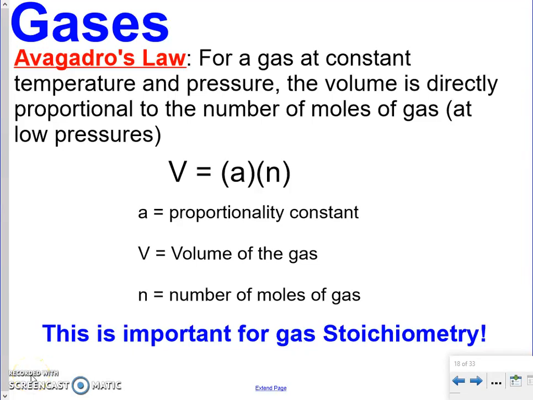Alright guys, we are starting video 4 on gases. Hopefully at this point in time we feel fairly comfortable on the idea of what a gas is, why they behave the way they do, what pressure is, what temperature is, how temperature is related to kinetic energy, how kinetic energy and mass relate to the speed of the gas.